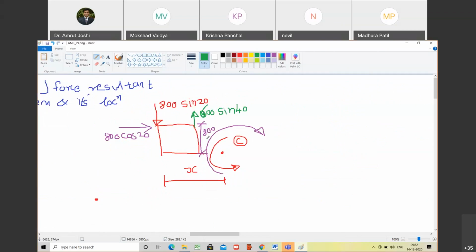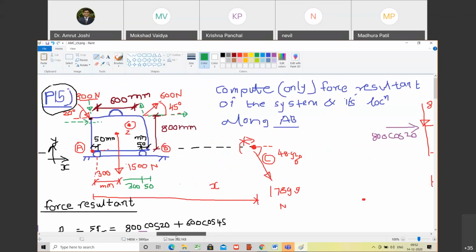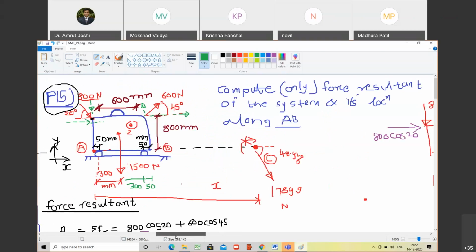What kind of moment does it produce about C? C is this point. Sir, clockwise. Clockwise. So is it going to be negative? Yes, sir. And what is its distance from C? Sir, if this total distance is x, so what is the distance? 300. x minus 650.